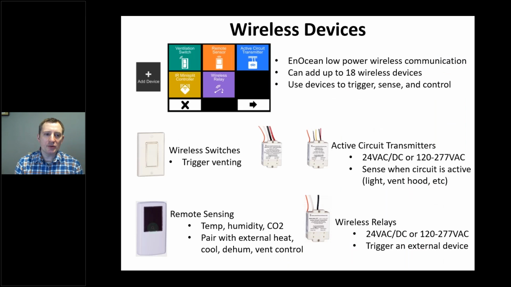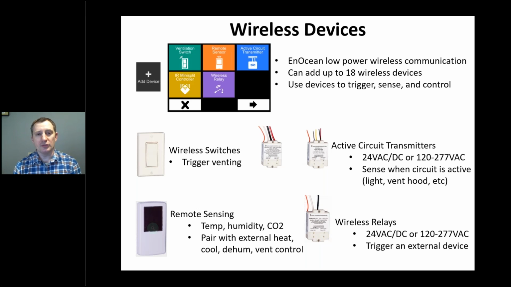The wireless device options, these use that EnOcean protocol. Mainly these are used for triggering spot ventilation for bathrooms and kitchens. The wireless vent switches, these are both battery free as well as wireless. When you press the switch, it generates enough power to send a signal to the CERV. So these are used in almost all of our installations for bathroom ventilation or kitchen.